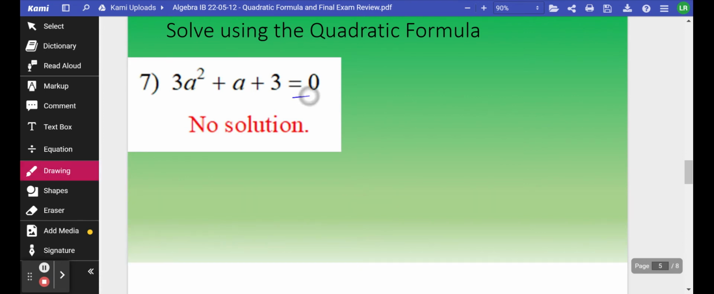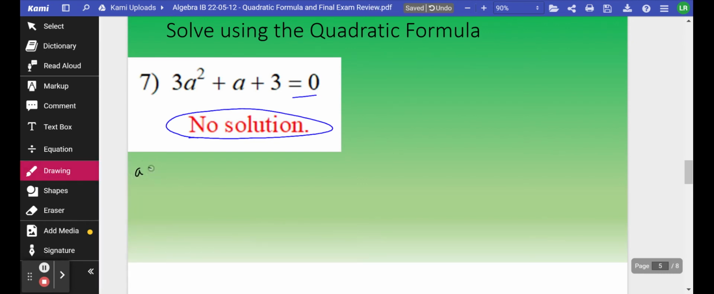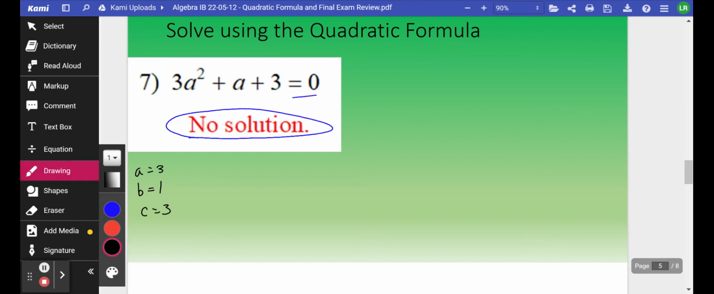Now, this one already says equals 0. Now, I know you see it says no solution. Let's figure out why it was supposed to say no solution. So let's get our A, B, and C. A is 3, B is 1, C is 3. And I plug it into the quadratic formula.